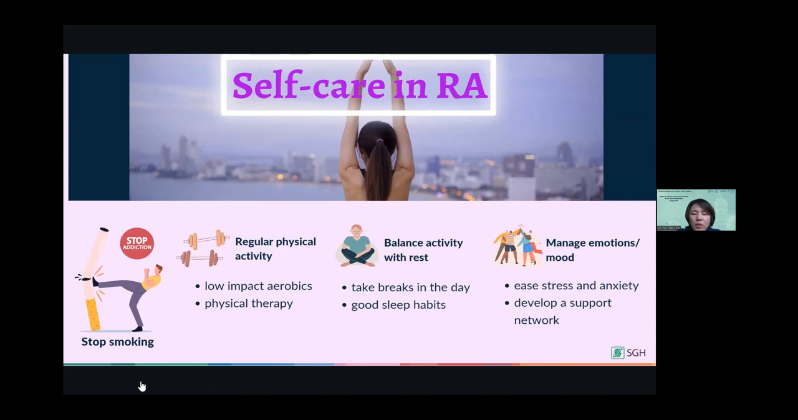It is important to take some breaks in the day and very important to prioritize good sleep habits. It's also important to find ways to manage emotions and mood. If possible, find ways to ease stress and anxiety in your life. And very important to develop a support network of friends and relatives and family.